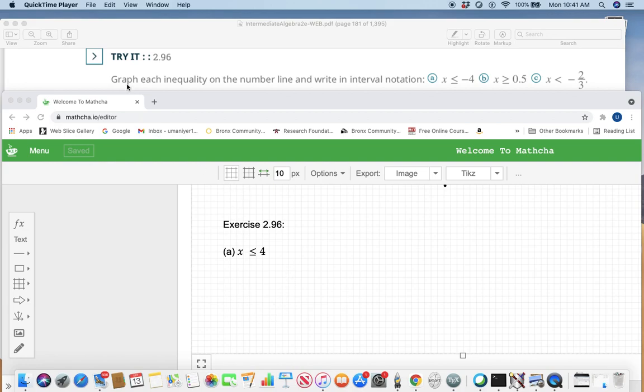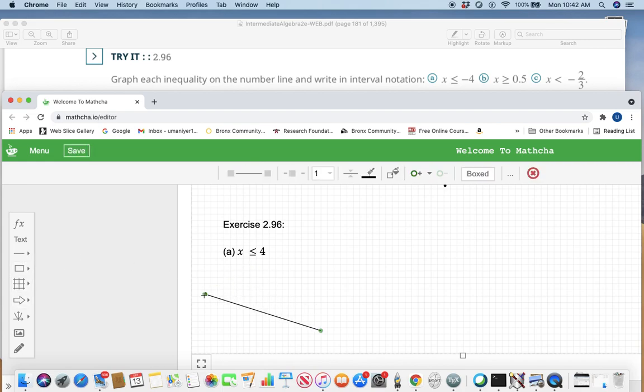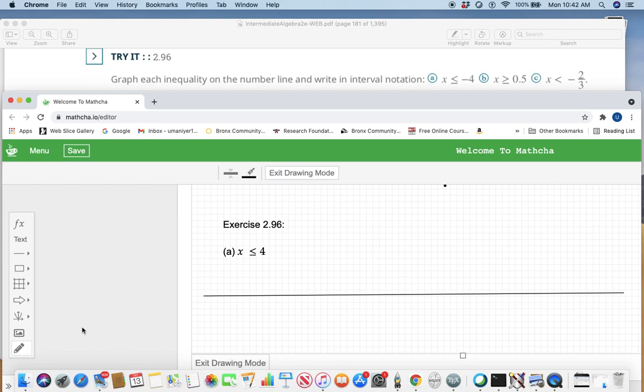I'm back. Now we are on problem exercises 2.96, problem A. x is less than or equal to 4. We want to be able to graph it and write the interval. So if you remember, first you come up with a number line. A number line should have arrows in both directions.